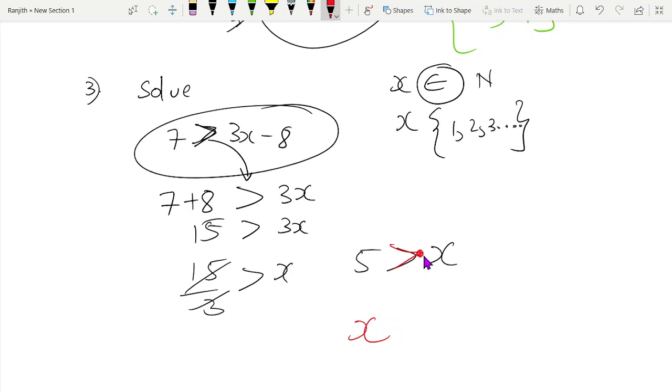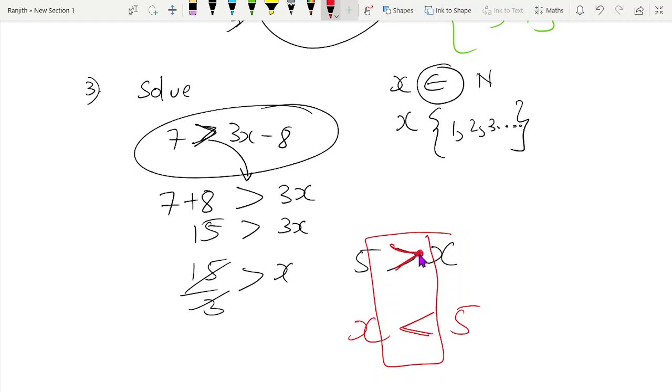Okay, this arrow is pointing towards which one? Arrow is pointing towards X, right? So when you try to change the equation, look, the arrow is pointing towards X and 5 like this. So X is less than 5. Did you all understand how to switch this? This is very important.